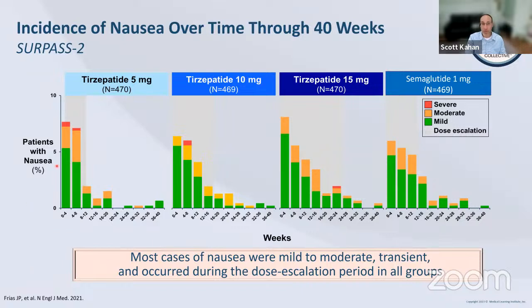It's a similar picture. A good number of patients will report nausea at all the doses in the first few weeks, in the first couple of months, but most often that will either resolve or significantly improve over the next several weeks to months thereafter. So most of the time, we're able to continue using the medication, even in people that get a lot of initial nausea.